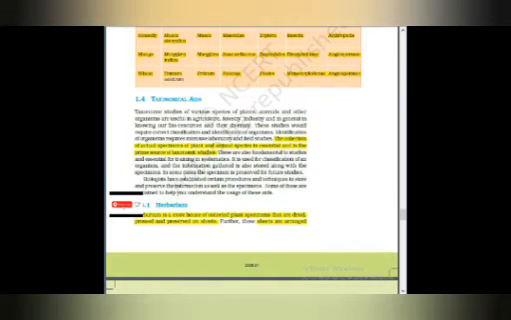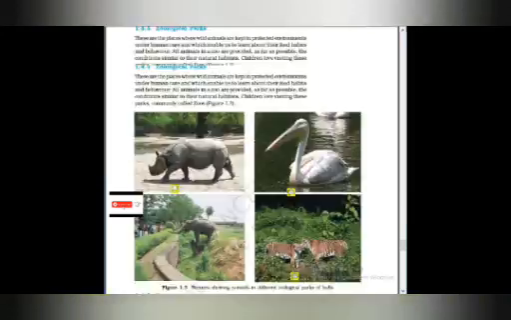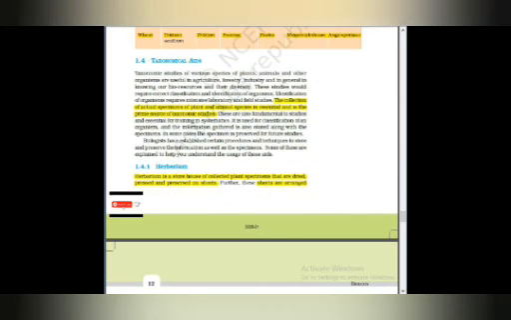Now we will discuss the taxonomic aids. What are the taxonomic aids? We have herbarium, botanical gardens, museums, and zoological parks. In this paragraph, not so important, but you should remember that the collection of actual specimens of plant and animal species is essential and is the prime source of taxonomic studies.